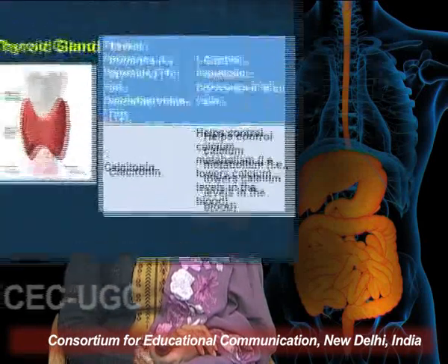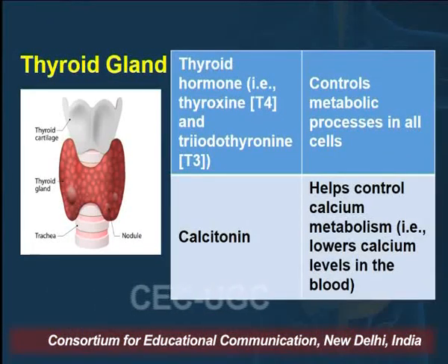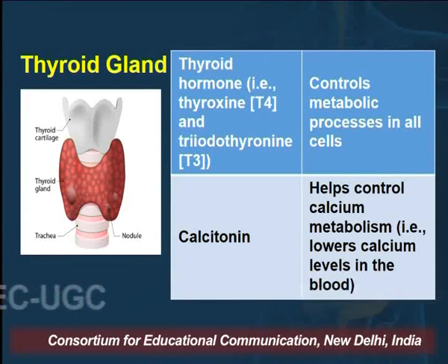Now, the next gland which we are going to study is the thyroid gland. You can see the location of the thyroid gland in the picture also. It releases thyroid hormone, that is T4, which controls metabolic processes in all cells. Then calcitonin helps calcium metabolism, which lowers the calcium level in the blood.